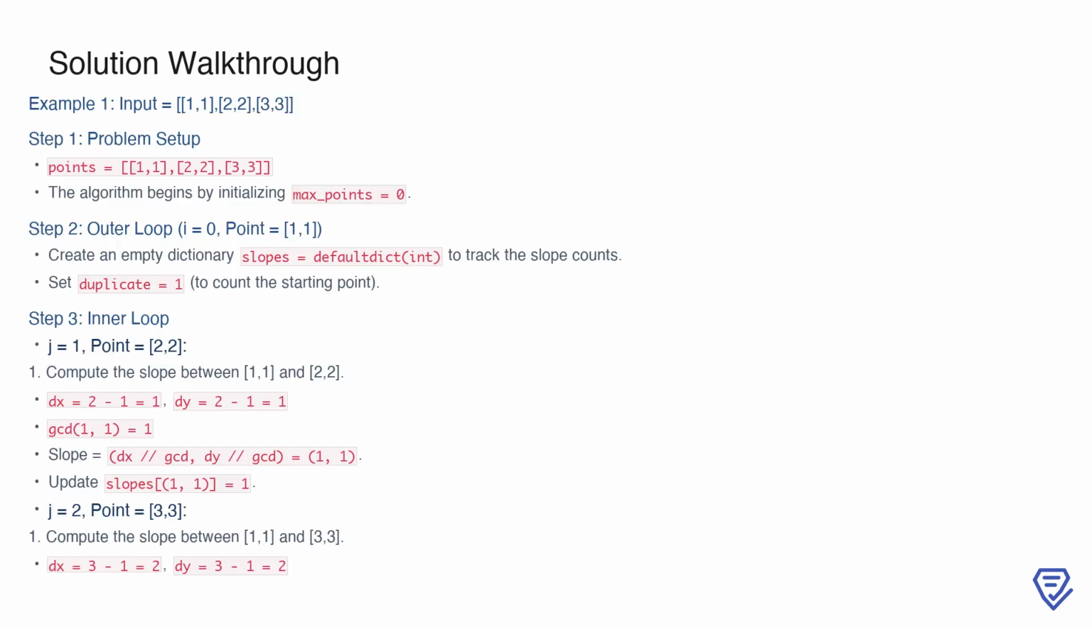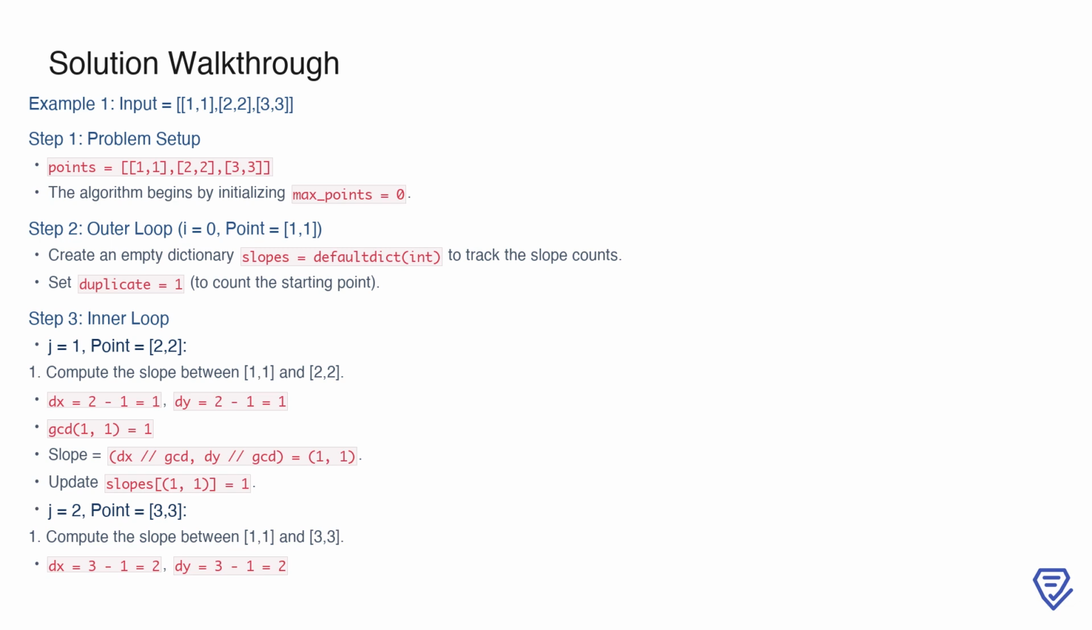To solve the problem of finding the maximum number of points that lie on the same straight line, we start with the example input, 1 1, 2 2, 3 3. First, we initialize max_points to 0, which will keep track of the highest number of collinear points we identify. Now, we begin the outer loop with the first point, 1 1. For this point, we create an empty dictionary, slopes, to count occurrences of each slope, and we set duplicate to 1 to account for the starting point itself.